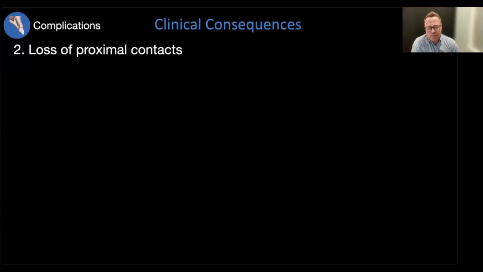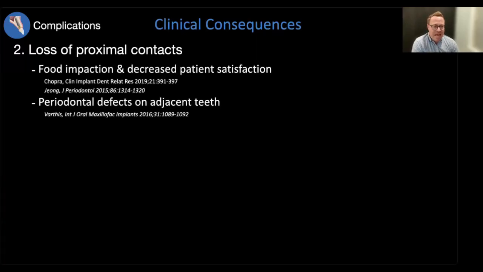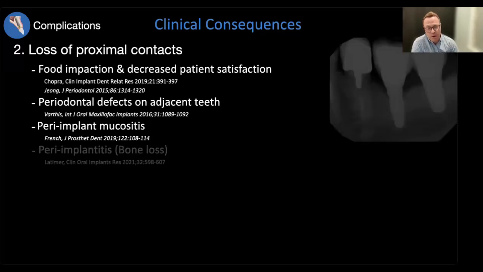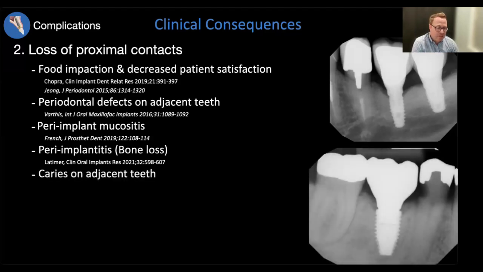So what are the consequences? Well, of course, we already mentioned food impaction and patients bringing that up. That can lead to periodontal defects on the teeth around it where that open contact exists. It could progress to peri-implant mucositis, where it just irritates the tissue, or it could prolong to a point where it affects the bone around an implant, which is, of course, what we want to avoid, ideally. It can also lead to decay on the adjacent teeth because food gets in there, doesn't get cleaned out, and we can get recurrent decay. So again, something else that we need to really keep a close eye on, just to be safe as well.